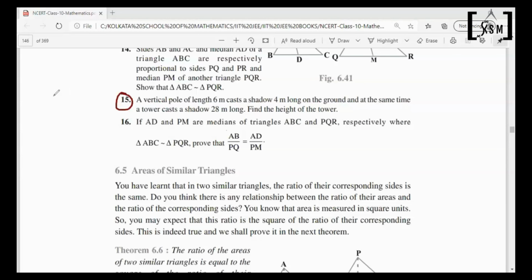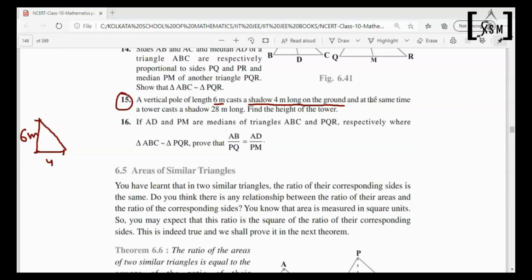Okay, let me explain. A vertical pole of length 6 meter casts a shadow 4 meter long on the ground. So there is a pole which is at a height of 6 meter, and the shadow is always on the ground. That shadow is 4 meter long. Let's join them.